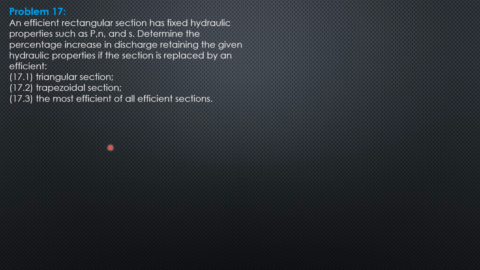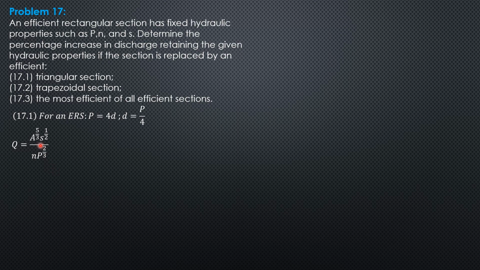So let's compute the percentage increase if we replace the efficient rectangular section by an efficient triangular section, trapezoidal, and the most efficient of all sections, which is semicircular. So for an efficient rectangular section, remember the perimeter is 4D, and therefore the depth of flow in terms of perimeter, which is fixed in this case, is P over 4. So Q equals area to the 5/3, S to the 1/2 over N perimeter to the 2/3. So let's use this formula so that we will not compute hydraulic radius anymore.